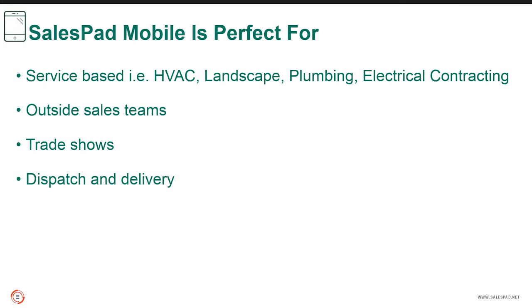Also outside sales teams. So if you have a traditional distribution company, but you also have an outside sales arm that's in the field that may be phoning in orders now or faxing them in or emailing them, the mobile application is going to allow them to directly enter those into the SalesPad GP environment, as well as look up inventory levels and what's available to sell.